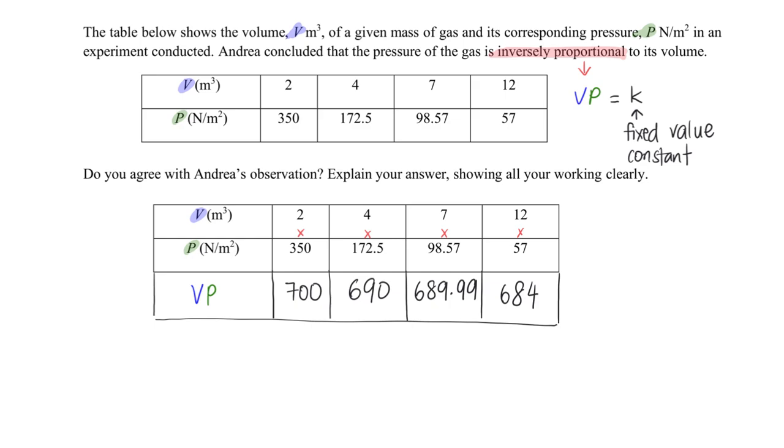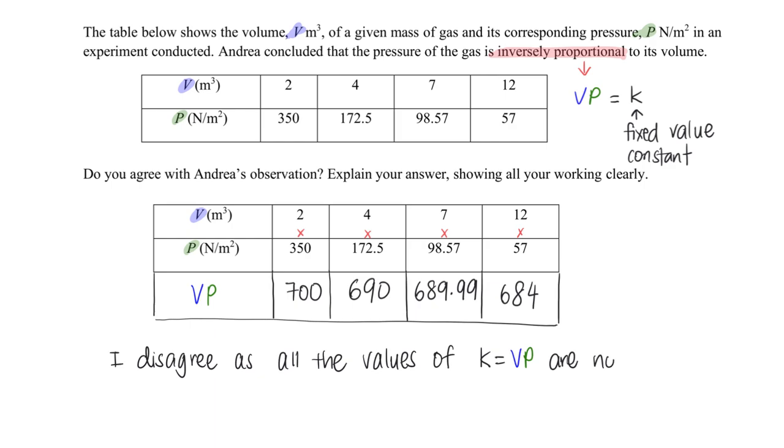Do you notice that all the values of K are not the same? And that's how we will explain our answer. Okay? I disagree, as all the values of K, which is equals to VP, which is V times P, are not the same.